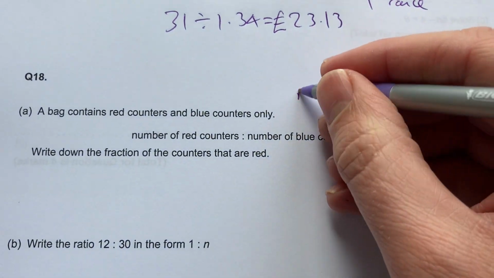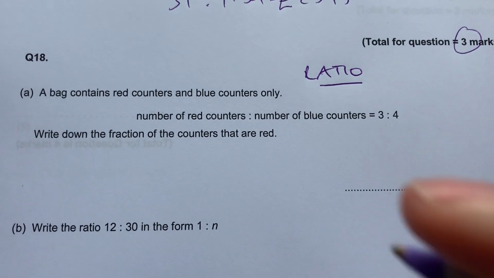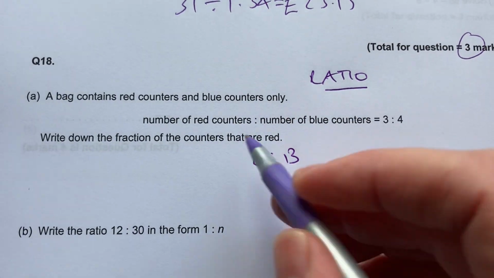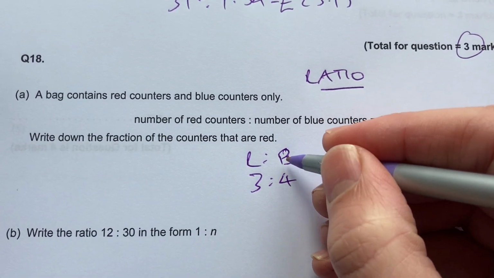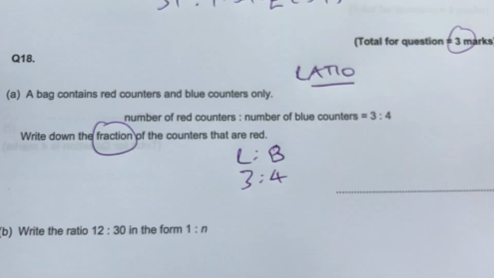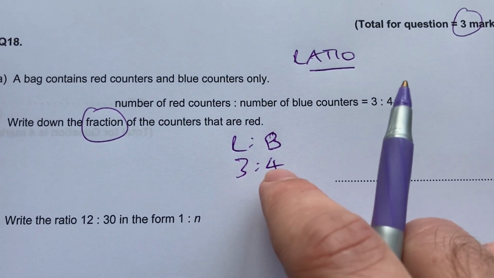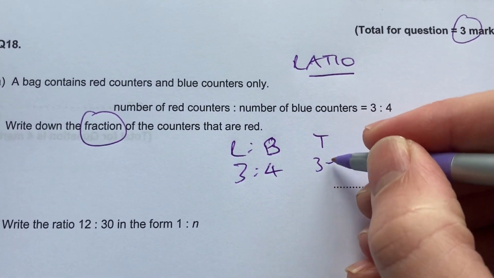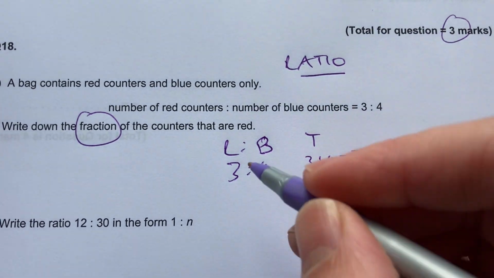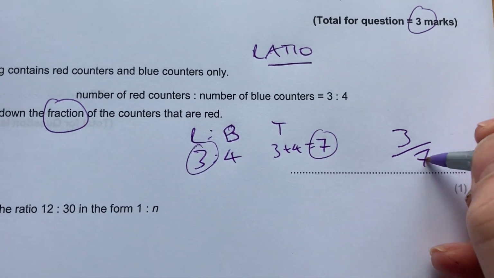Question 18 was on ratio. A bag contains red and blue counters only. And I'm going to rewrite that. Red to blue is 3:4. And it says write down the fraction now. So ratio is comparing the two separate groups, but not the total. The total is if you add those. 3 plus 4 is 7. And then we want 3 out of that 7. So it's 3/7 as a fraction.